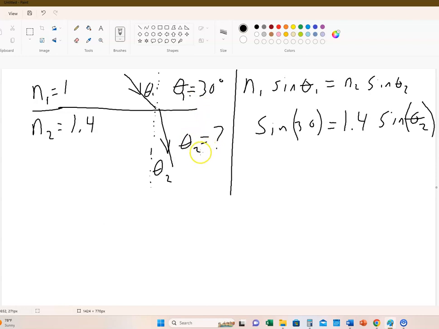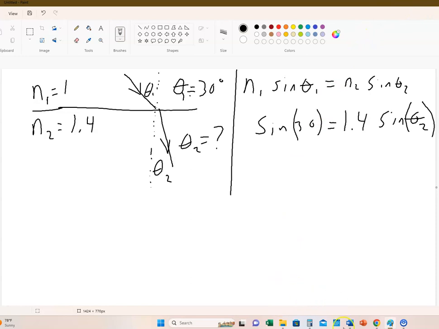What is theta 2? This is Snell's law right here, just the general form of it. Now we put our numbers in. N1 is 1, so it's the sine of 30 degrees, which is equal to 1.4, which is N2, times the sine of theta 2. We have to get theta 2 out of this. The very first thing to do is make sure that your calculator is in degree mode.